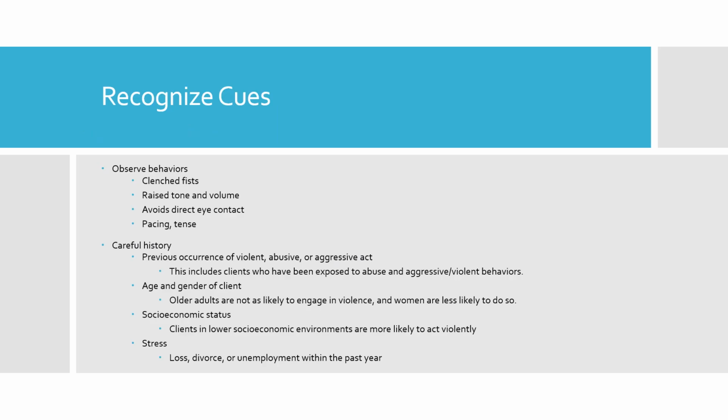So the first one is recognizing those cues, right? Observe the behaviors and then take a careful health history. Looking at previous occurrences, what is the age and gender, does socioeconomic status come into play, and what is their stress level? Have they had recent losses, a divorce, or unemployment? Awareness by the nurse can help to prevent abusive, aggressive, and violent outbursts, and this awareness by the nurse helps to predict potential violence, allowing the nurse to intervene as needed.